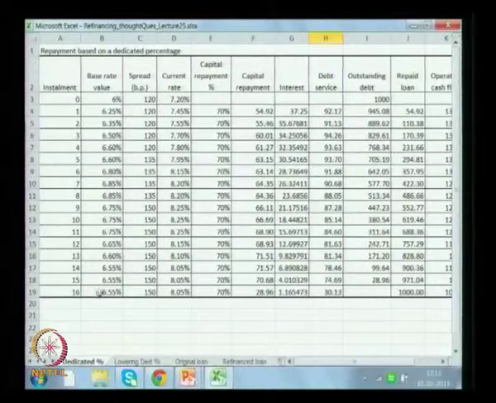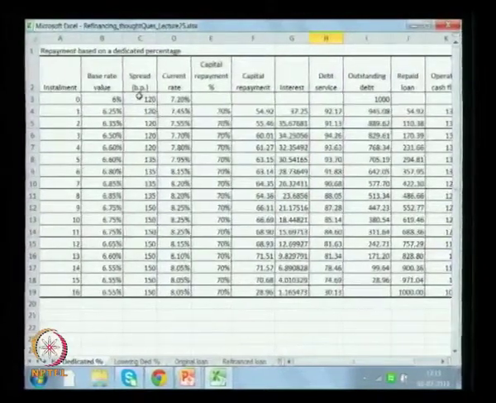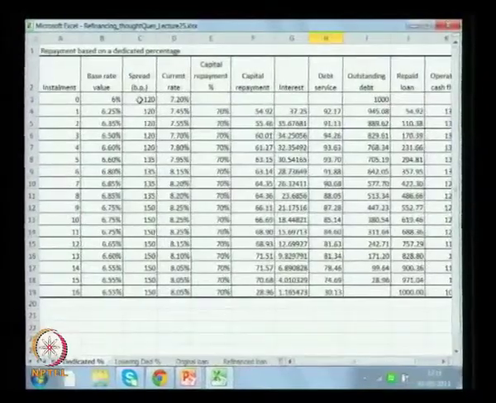Then you have what is called the spread. Spread is given in terms of basis points, so BP is nothing but basis points. As you may be aware, 100 basis points is equal to 1%. When you have a loan where the interest rate is on a floating rate basis, you have a base rate and you also have a spread, and the total interest rate is nothing but the base rate plus the spread.